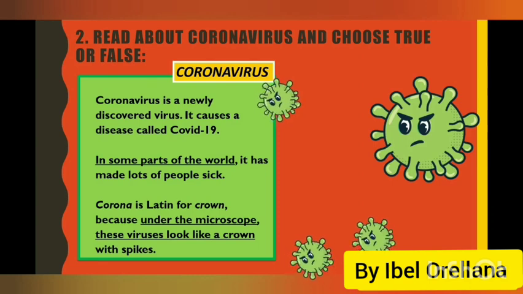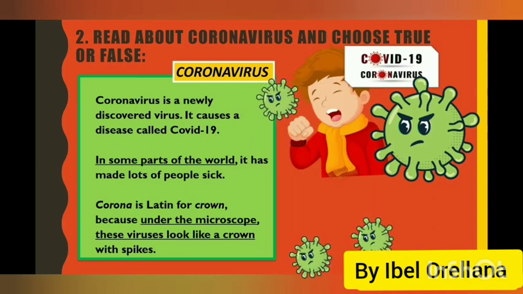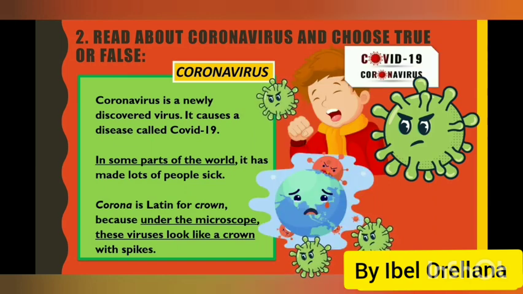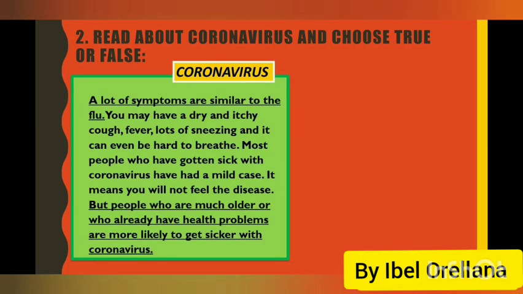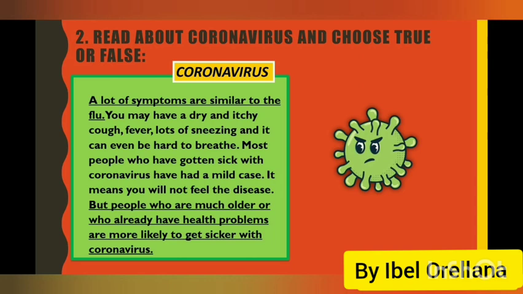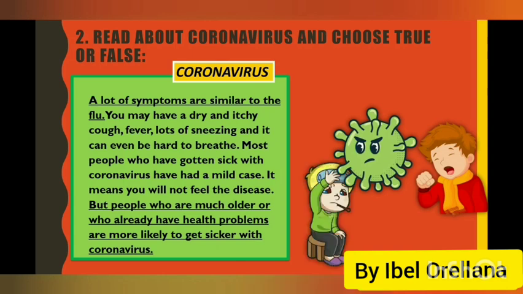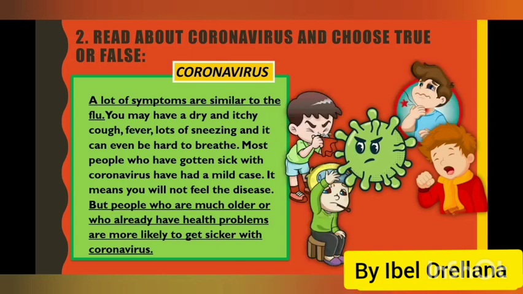Coronavirus. Coronavirus is a newly discovered virus. It causes a disease called COVID-19. In some parts of the world, it has made lots of people sick. Corona is Latin for crown because under the microscope, these viruses look like a crown with spikes. A lot of symptoms are similar to the flu. You may have a dry and itchy cough, fever, lots of sneezing, and it can even be hard to breathe.